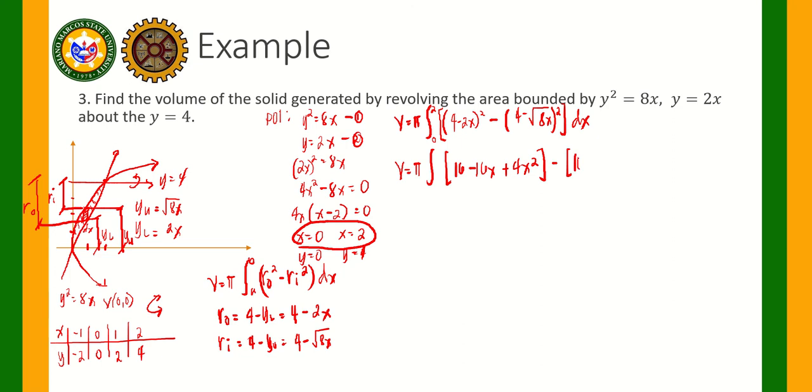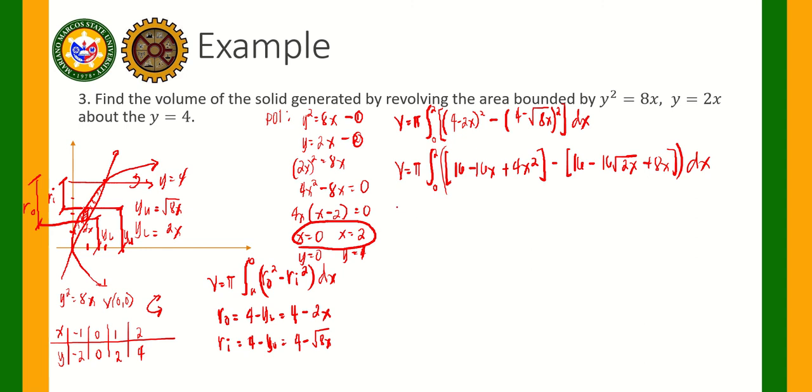So, this will be equal to 16 minus, that is minus 16 square root of 2x, or nasa loob pala yung x. Okay. And then, positive 8x. So, makakancel na si square root. So, positive 8x dx, limits from 0 to 2.